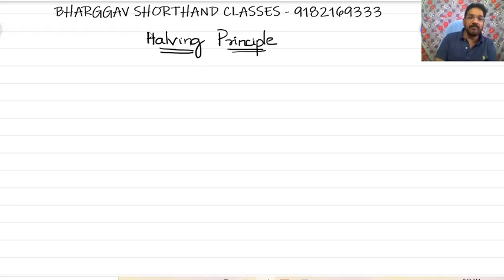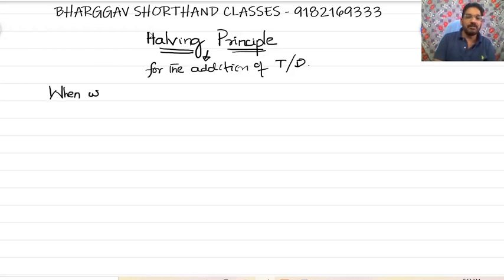The halving principle is employed only for the addition of T or D when words are formed with a single syllable. One.